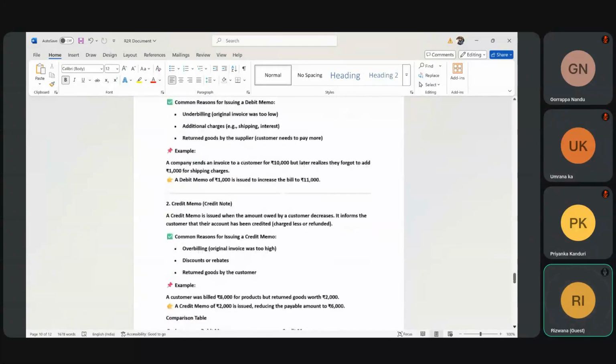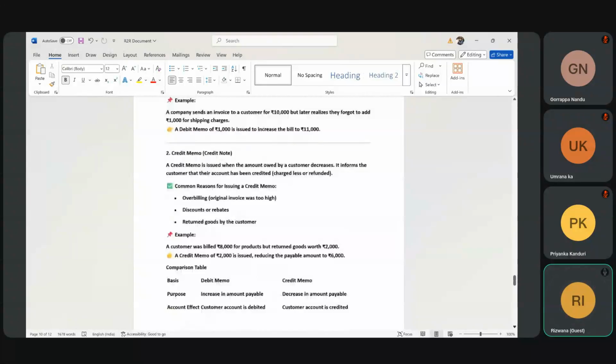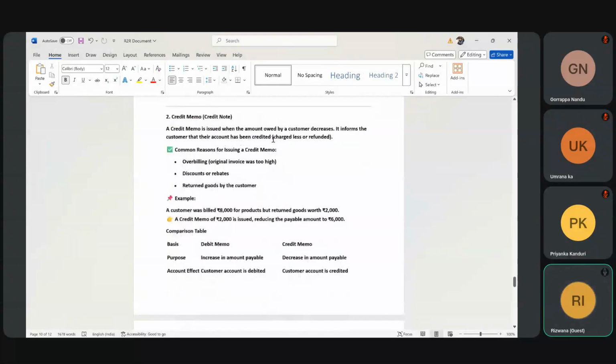So next comes the credit memo. It is issued when the amount owed by the customer decreases. It informs the customer that their account has been credited. A credit memo, or credit note, is usually issued for charging less or when a refund takes place. These are the common reasons when a credit memo is issued: overbilling, where the original invoice was too high, any discounts provided by a supplier, and goods returned by the customer.